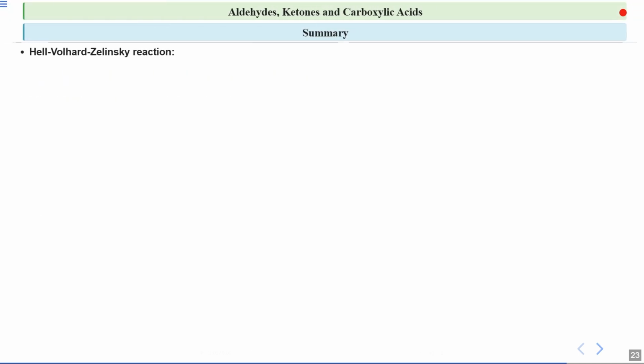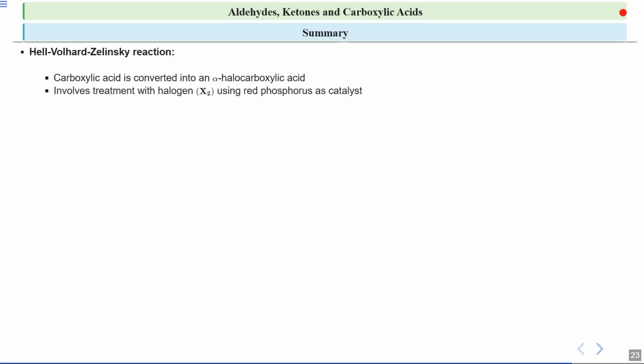Now let us summarize whatever we have studied in today's lecture. First, we studied the Hell-Volhard-Zelinsky reaction. In this reaction, a carboxylic acid is converted into an alpha halocarboxylic acid. This reaction involves treating a carboxylic acid with a halogen like chlorine or bromine in the presence of red phosphorus, which acts as a catalyst. The halogen here is represented as X2. X can be chlorine or bromine, and the red phosphorus helps the reaction proceed efficiently.